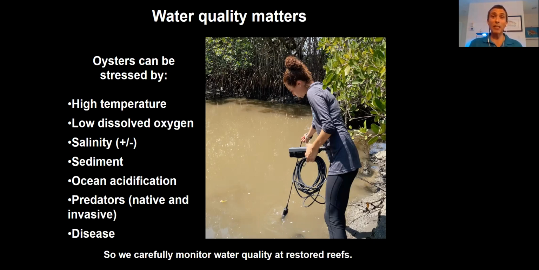As I mentioned, sediment's a big problem. We test sediment levels by putting out flat tables in the estuary, and we can actually measure the amount of sediment that falls onto those sediment measuring tables. And then we look at diseases and predators that move in. This is a big part of what our research team does after they build an oyster reef.